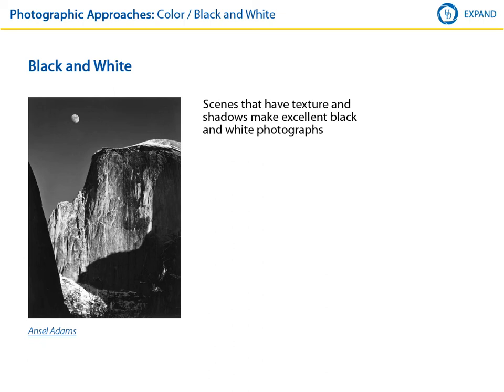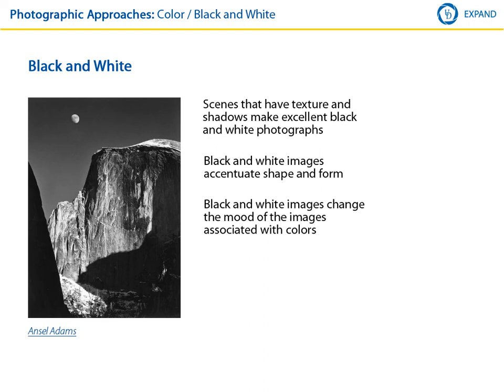Scenes that have texture and shadows can make excellent candidates to turn into black and white images. Black and white images accentuate the shape and form of the subject. Changing a color image to a black and white automatically changes the mood. By removing the color, you remove the viewer's emotional response to the different colors and color combinations discussed earlier in this lecture. Your final image for this challenge will be to photograph in color and then change the image to black and white.